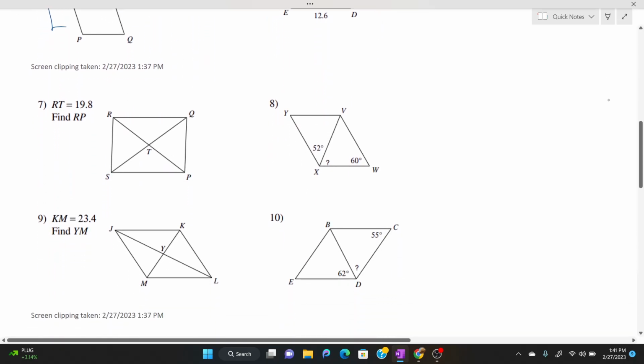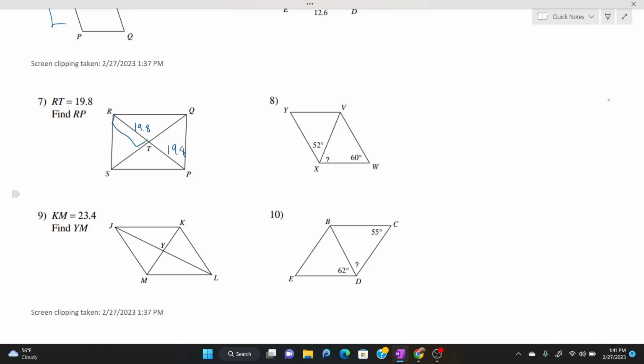All right, let's go ahead and look down here. Okay, so it says RP is what I want to find out. RT is 19.8. Now, in parallelograms, the diagonals bisect each other. In other words, RT is going to have the same length as TP. So TP would also be 19.8. How would I find RP now? I would add them up. 19.8 plus 19.8 is going to be, nope, 39.6. Sorry about that. Alrighty, it's going to be very similar for number 9, so I'm going to let you do that one.